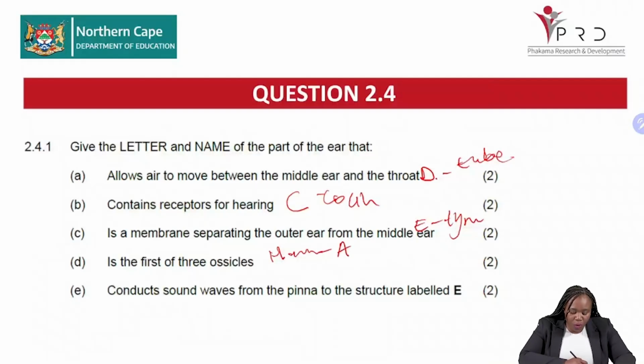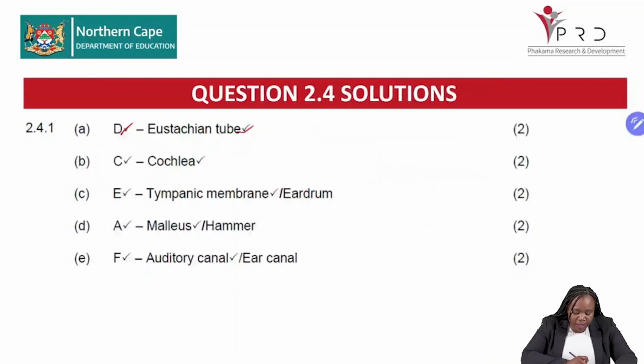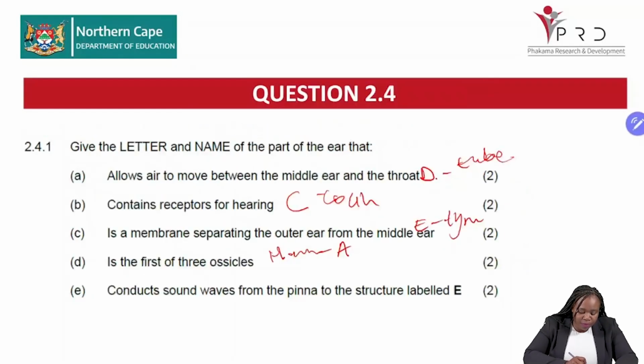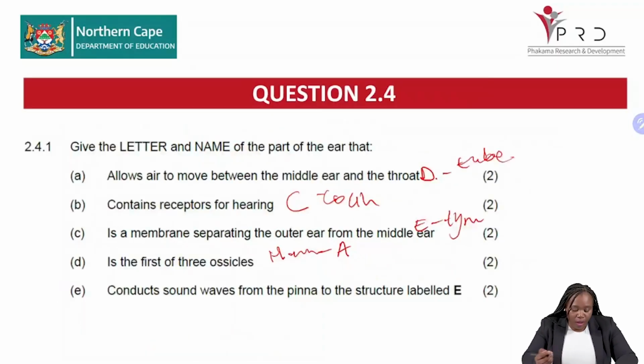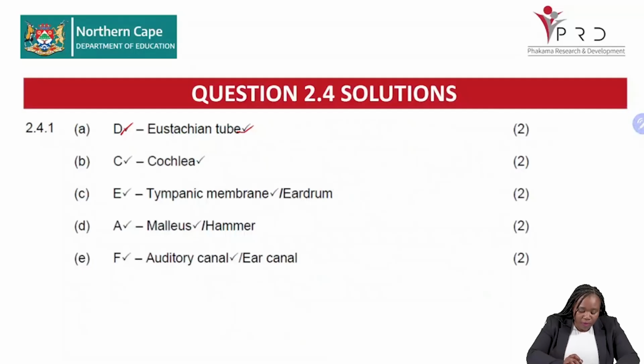Conduct sound waves from the pinna to the structure labeled E. From the pinna to the part labeled E. So that would be this part here, F, which is the auditory canal. So you would have your marks for all of that.